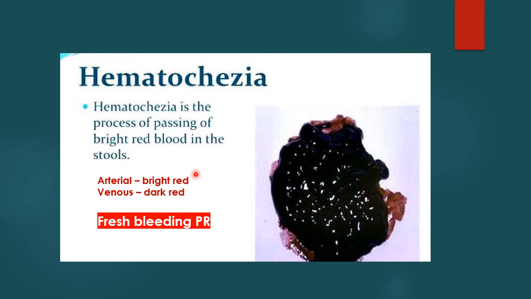The most important presenting feature is hematochezia, which is fresh bleeding per rectum. It can be bright red if it is an arterial source and the bleeding can be brisk, or venous and the blood is dark in color or dark red in color.